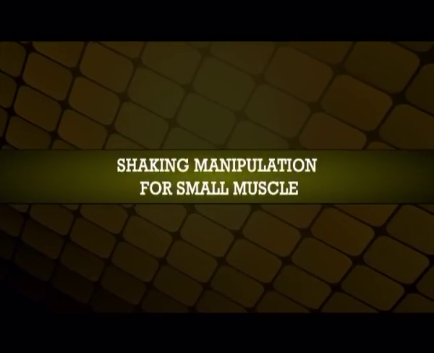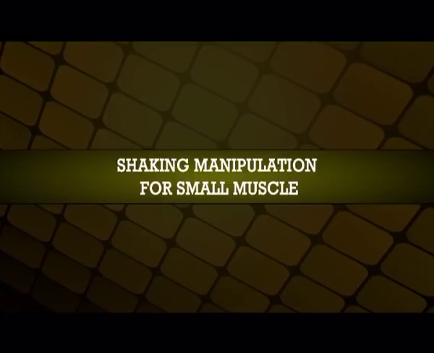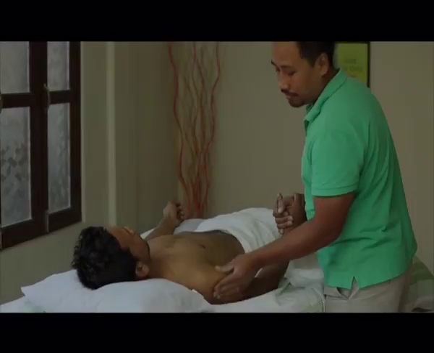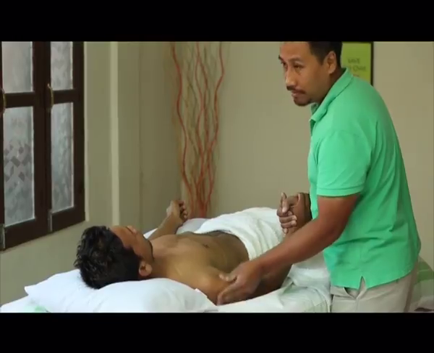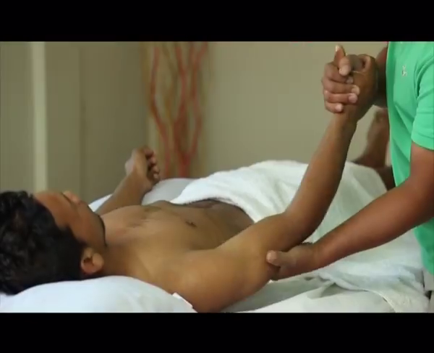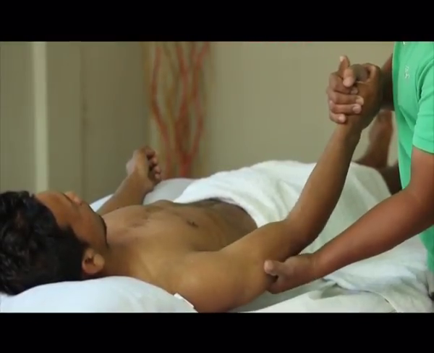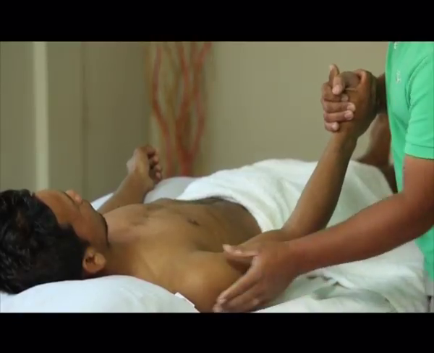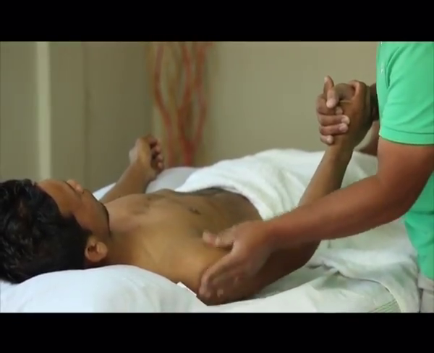Next comes the shaking manipulation for small muscles. The tip of the thumb should be placed on one side, and an appropriate number of fingertips placed on the other side of the muscle belly, and the shaking movement performed.